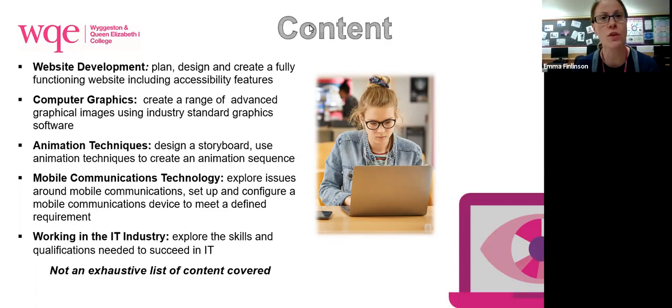The final one that I've got on this slide, there are other options that we do offer, but this is quite an important one as well.